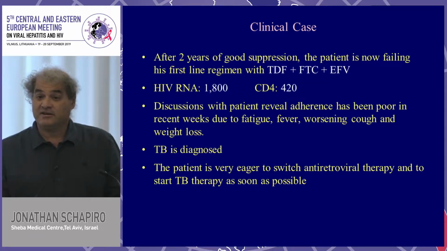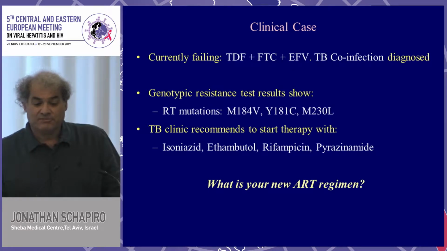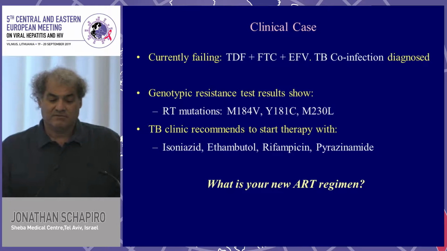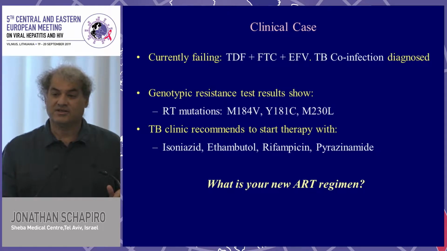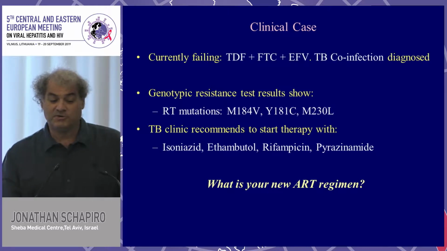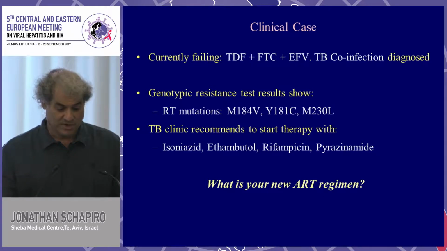The patient is now very eager to switch therapy and be undetectable again, very concerned, but also wants to very quickly start the TB therapy. So we have a patient failing tenofovir, efavirenz, and emtricitabine with TB co-infection, and before switch, we do a resistance test. And indeed, the patient has these RT mutations, 184V, 181C, and 230L. And our folks from the TB clinic recommend giving the patient isoniazid, ethambutol, rifampicin, and pyrazinamide. And now we have to decide as the HIV docs, what's our new regimen?